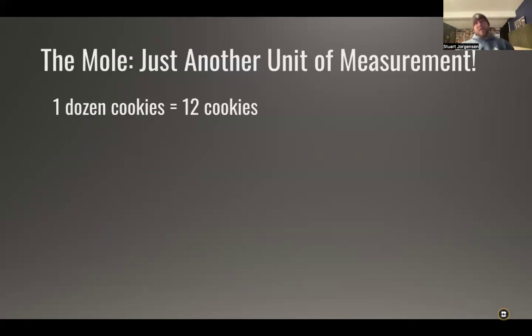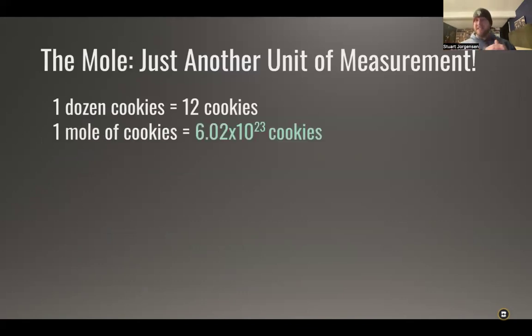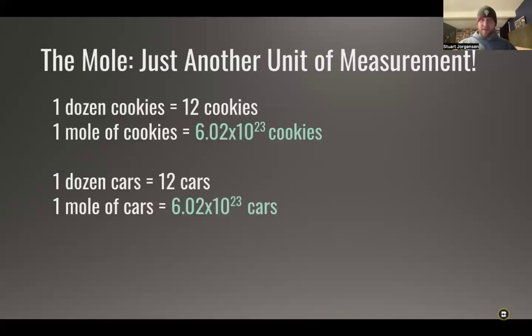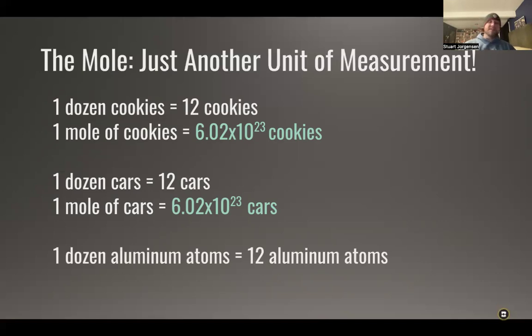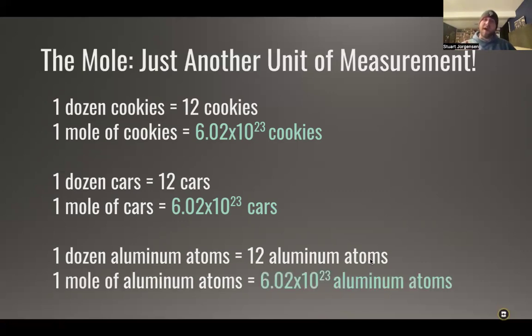A dozen cookies, well, that's 12 cookies. If I had a mole of cookies, I'd have 6.02 times 10 to the 23rd cookies. I would have a lot of cookies, but it is still just an amount. If I had a dozen cars, 12 cars. If I had a mole of cars, it would be 6.02 times 10 to the 23rd cars. It's just an amount that we kind of abbreviate to make it more manageable for us to work with. If I had a dozen aluminum atoms, that would be 12 aluminum atoms. If I had a mole of aluminum atoms, that would be 6.02 times 10 to the 23rd atoms. Just an amount. It's just a tool for us to measure how many particles are going on. We're going to use these later.